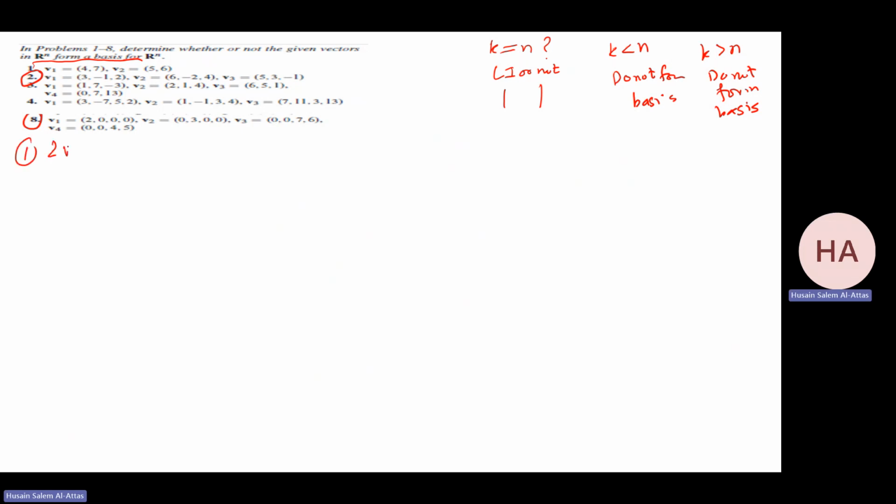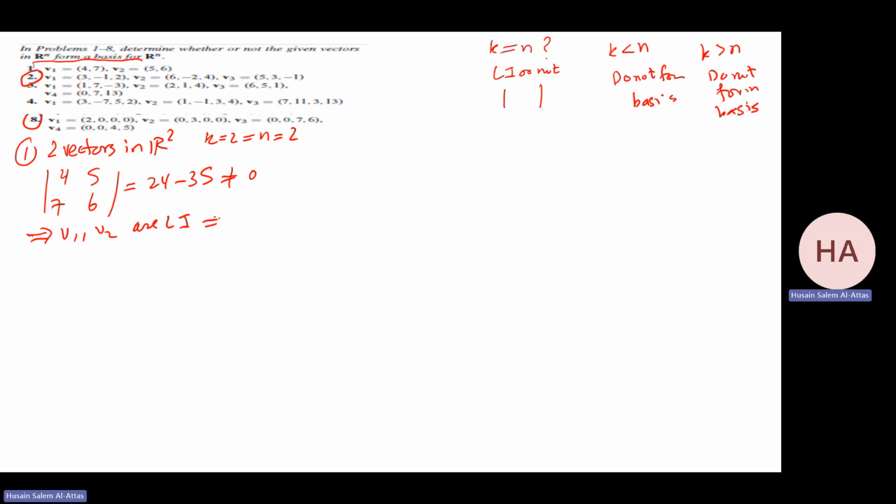Okay, let me do number one. I have two vectors in R2. It means k, which is 2, equals n, which is 2. So k equals n. So what will I check? I check the determinant, to see if they are independent or not. 4, 7, 5, 6. That will be 24 minus 35. I don't care what the answer is, it is not equal to 0. So V1, V2 are linearly independent. So they form a basis.